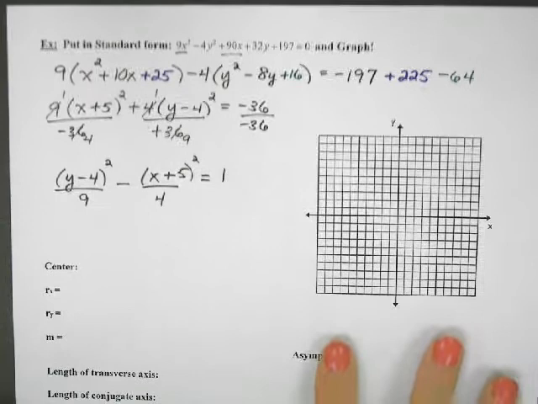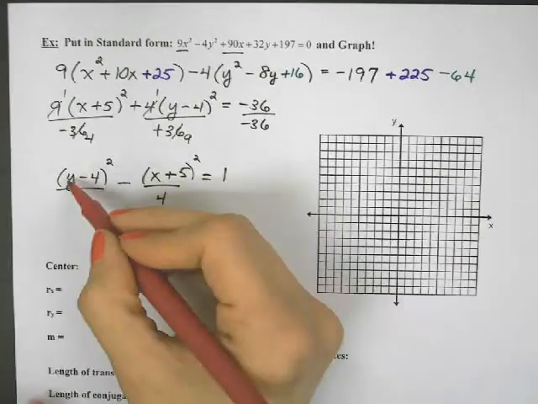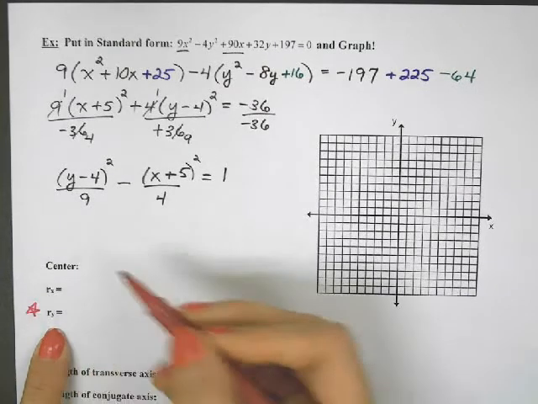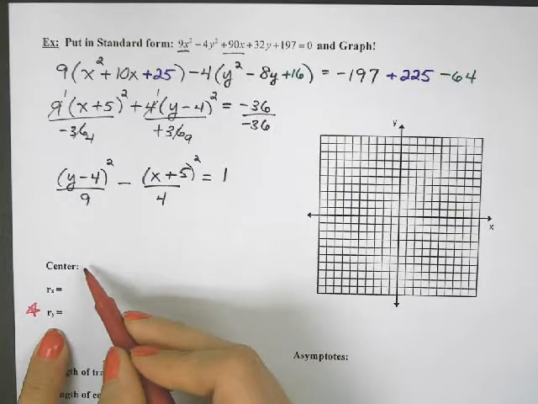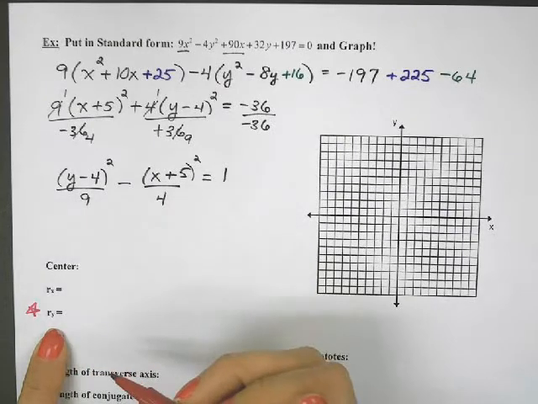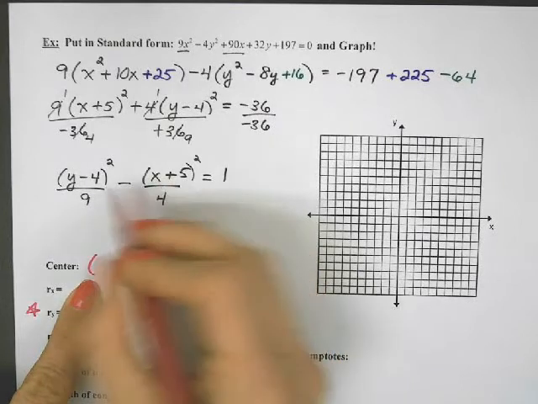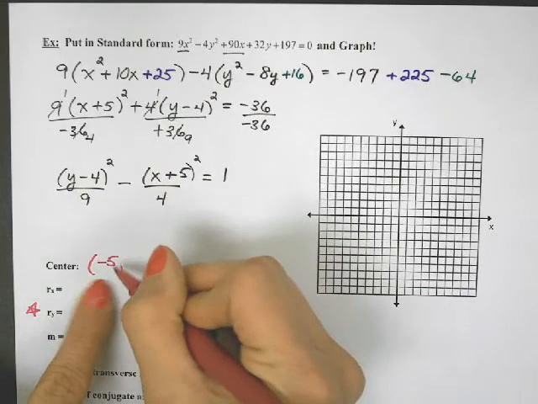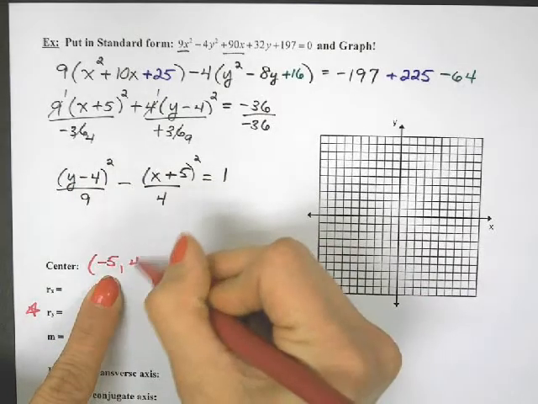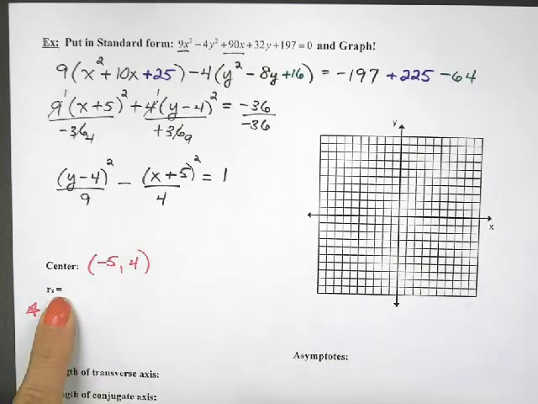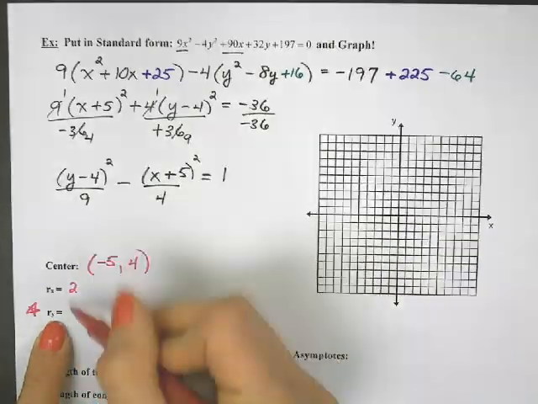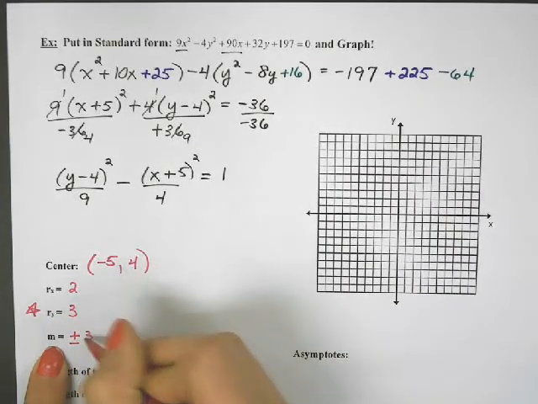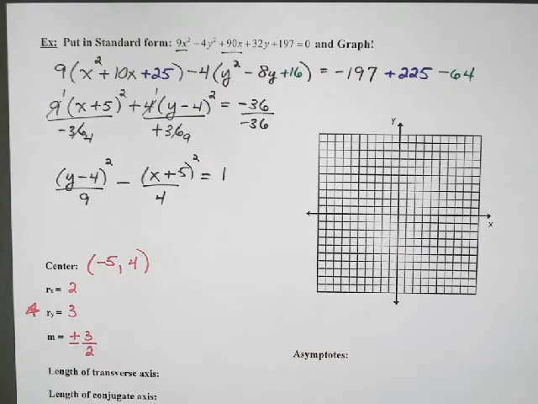Okay, so who is the transverse? I'm just going to put a star by that guy. The transverse is y. Very important to know that. The center, here's a very tricky thing. The center is change, change. But you have to put the x number first. So when you rearrange hyperbolas and put the x over there, be very careful. The negative 5 has to go in the x spot, and the 4 has to go in the y spot. R sub x is 2. R sub y is 3. The slopes would be plus and minus r sub y over r sub x, 3/2.